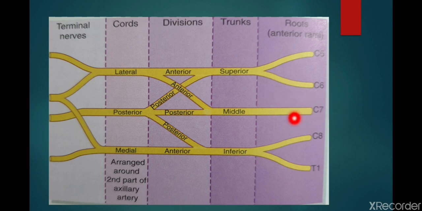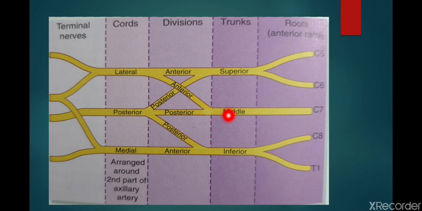So C7 continues as the middle trunk. Okay, so it does not unite with any other roots. C7 as such continues as the middle one. C8 and T1 joins to form the inferior trunk. Okay, now these three trunks, as you notice, has given out an anterior posterior division. Now the middle one, you notice there's an anterior posterior division, and the inferior one also has an anterior and a posterior division. Now, why are we saying about these divisions is that these divisions unite to form the lateral cord, the posterior cord, and the medial cord.